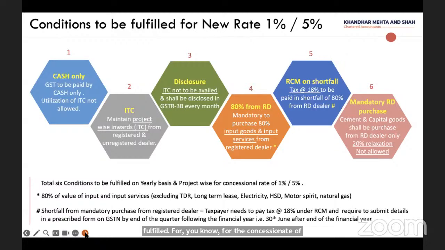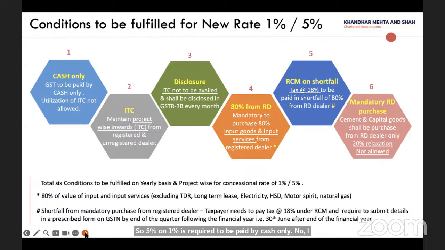First condition, as we discussed, is that GST is to be paid only by cash. It cannot be paid by any utilization of ITC. You cannot even avail the ITC of that particular project, and you cannot even pay the GST of that project using any other eligible ITC. So 5% or 1% is required to be paid by cash only, no ITC.